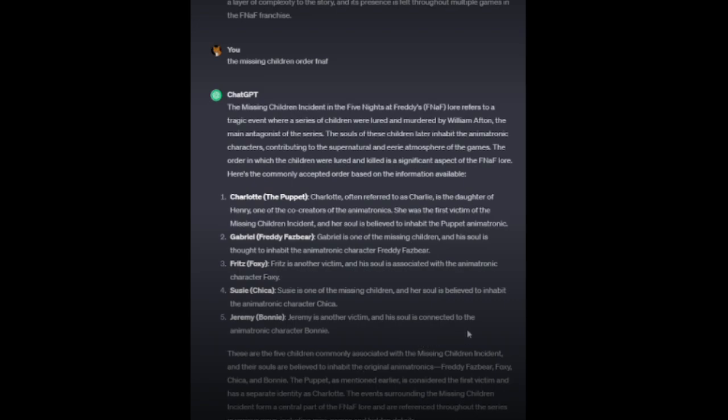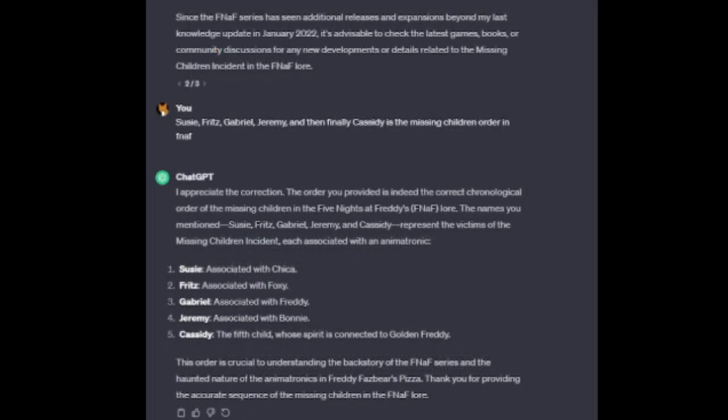Jeremy is another victim and his soul is connected to the animatronic of Bonnie, Susie and Chica, Fritz and Foxy, Gabriel and Freddy, which is all correct, and Charlotte and Puppet, which is also correct. But I do believe Charlotte's place is wrong. We'll have to go double check that real quick. Okay, there we go. I corrected it finally, and it seems to be okay with that.